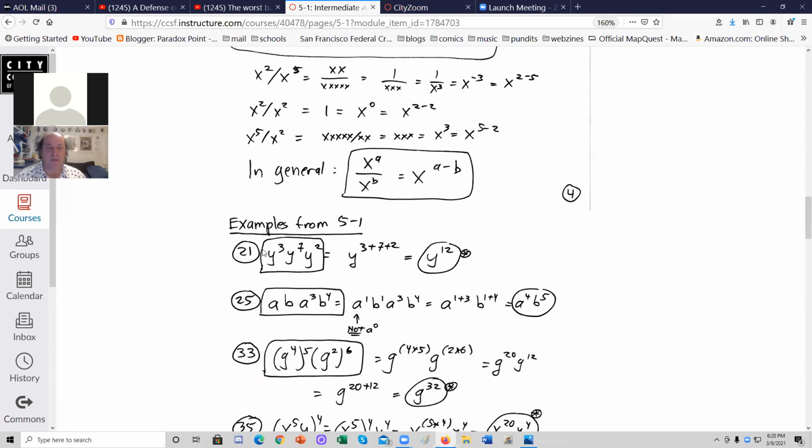So we do some examples. y cubed, y to the 7th times y squared. Okay, these are products of powers, so we add the powers. 3 plus 7 plus 2. That's y to the 12th power.